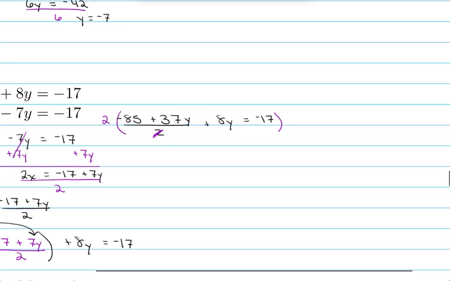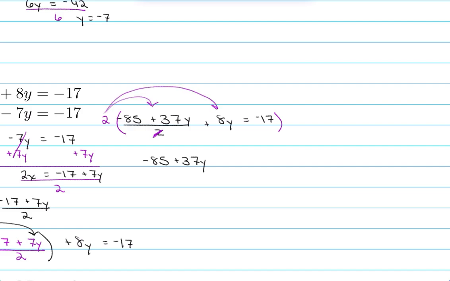And then I'm left with negative 85 plus 35y. So I distributed to the first fraction. Then I have to distribute it to the 8y, because I have to distribute to everything. So plus 16y equals, and then I'm going to distribute the 2 also to the negative 17. And I will get negative 34. So see, all of my fractions went away now. Now I'm back to business as usual.